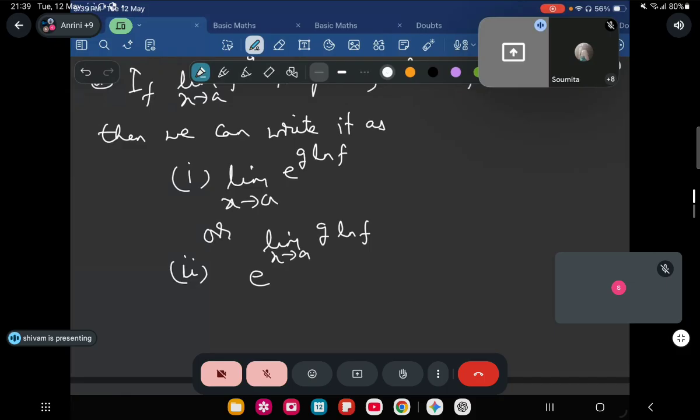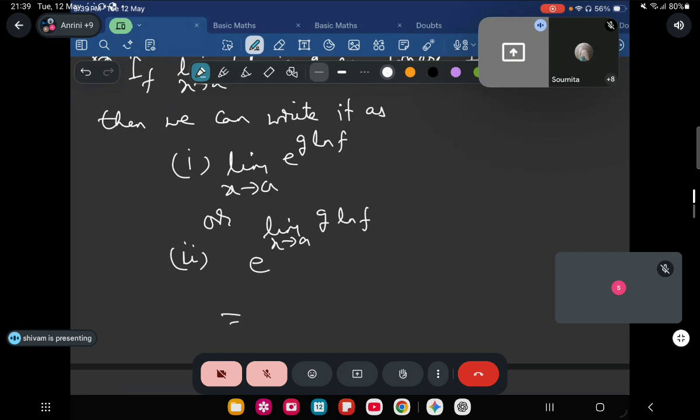Anyone having any doubt, you can ask me. So let us convert it into standard form. So I've got ln f. In order to convert ln f into standard form, what do we need to do? Tell me, everyone. In order to convert ln f into standard form, what do we need to do? Tell me.